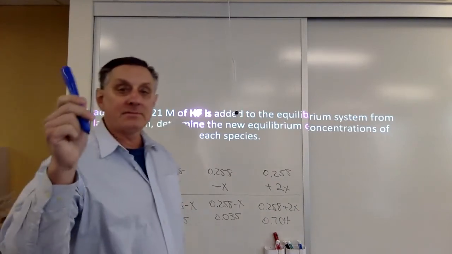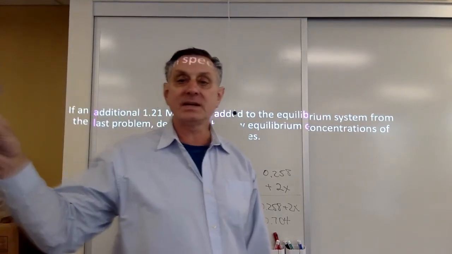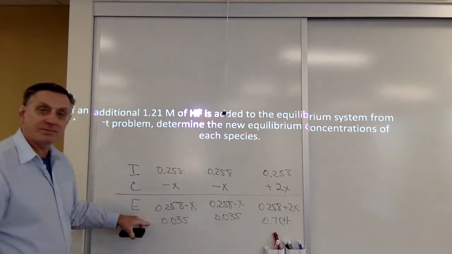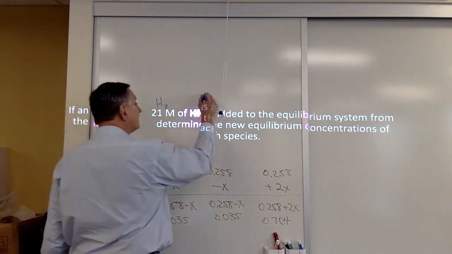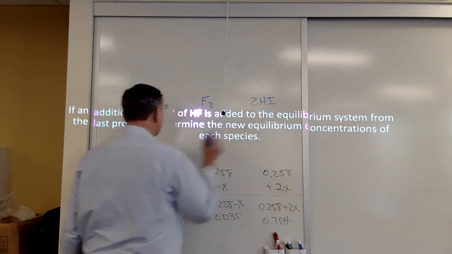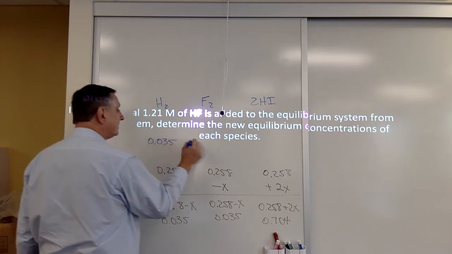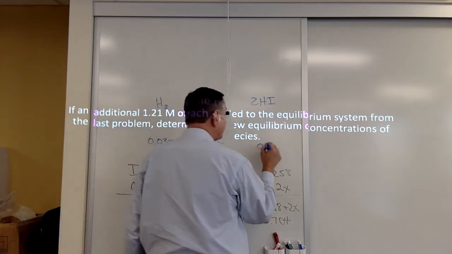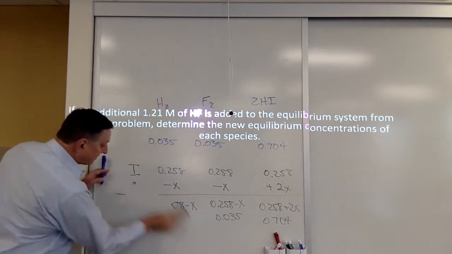So if an additional 1.21 molar of HF is added to the equilibrium system from the last problem, this is the equilibrium system from the last problem. So H2, F2, 2HF. This number is 0.035, 0.035, 0.704. So we have those.